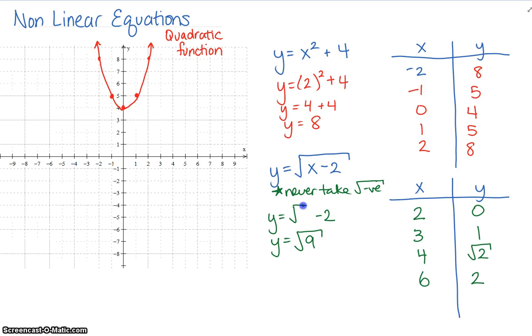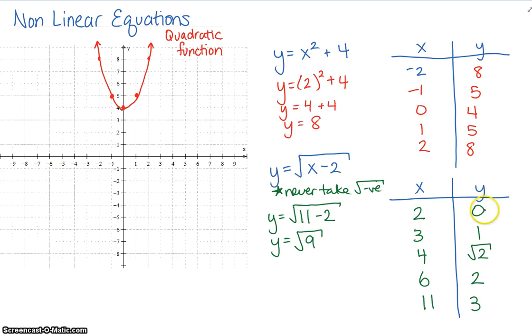How do I get 9? Something minus 2 has to equal 9, which would be 11. So 11 minus 2 will give me 9. The square root of 9 then gives me 3. That one's off my grid, but at least I have some points. So I can then start to graph this.